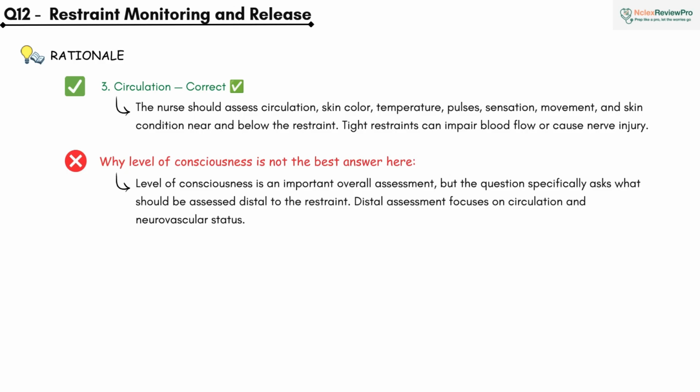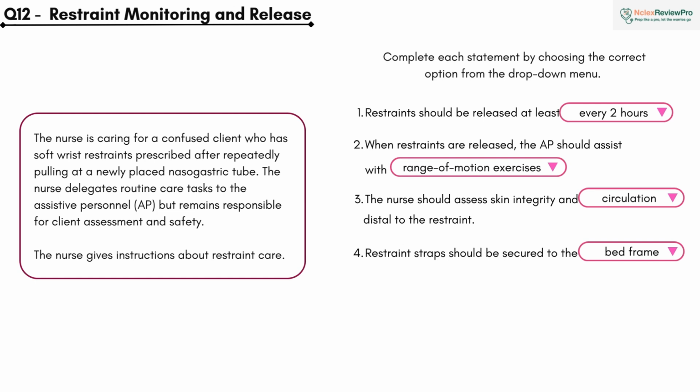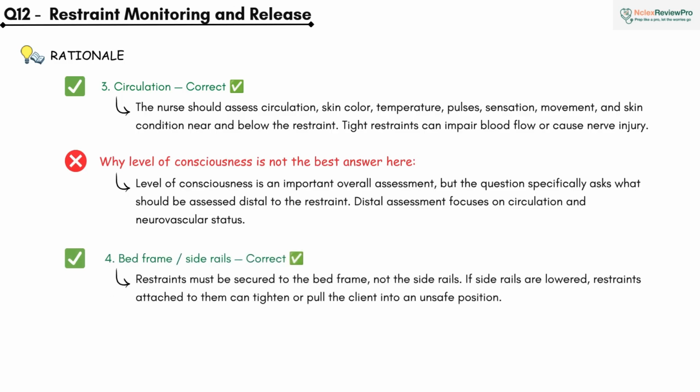Appetite and bowel sounds may be important in other assessments, but they do not answer what must be assessed distal to the restraint. Fourth, restraint straps should be secured to the bed frame, not the side rails. This is a major safety point. If restraints are attached to the side rails and the rails are lowered, the restraint can tighten, pull the client, or place the client in an unsafe position. Restraints should never be attached to side rails or to a call light cord.